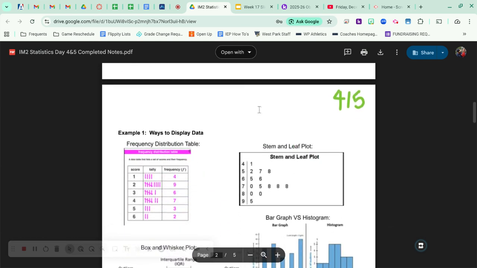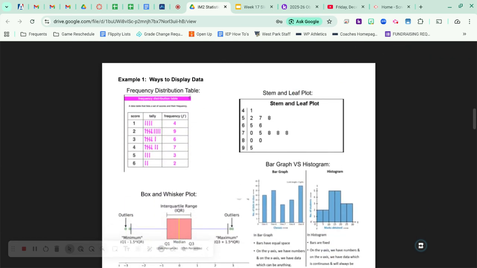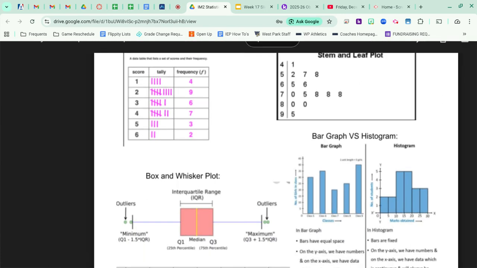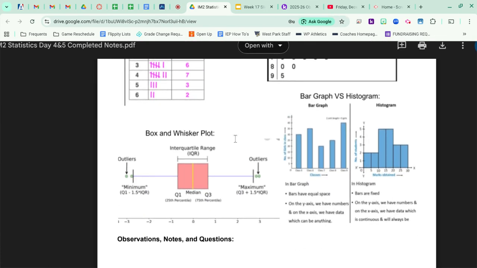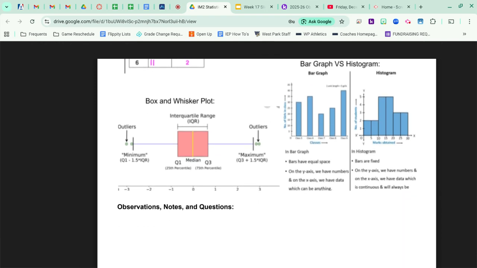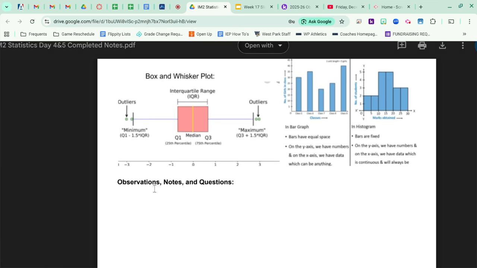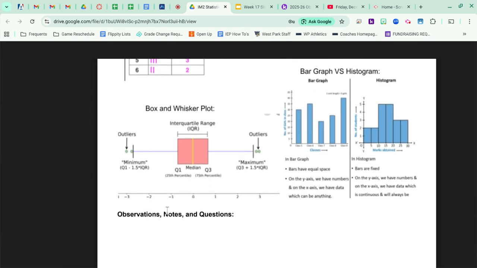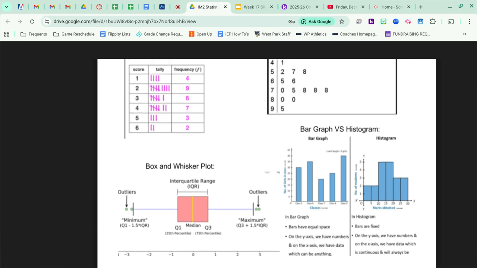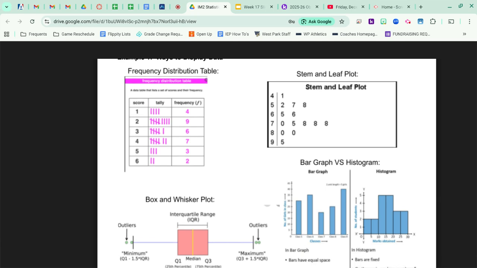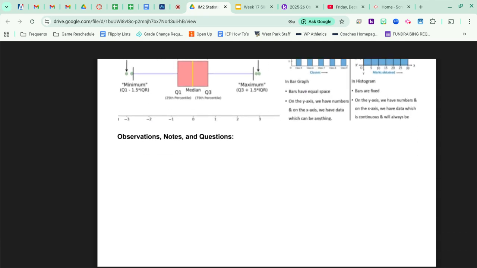Now, once you've done that, for example 1, there's nothing really to do here other than looking at the frequency distribution table and the stem and leaf plot, and the box and whisker, and then a bar versus histogram. So just kind of what you notice, all right? What we're asking you to do is come up with 3 observations or questions that you have about these things. It's just to get you to start thinking, okay? We asked you to come up with at least 3 of those things: observations, notes, questions. Let's take a couple minutes just observing. What do you notice? Very, very simple.